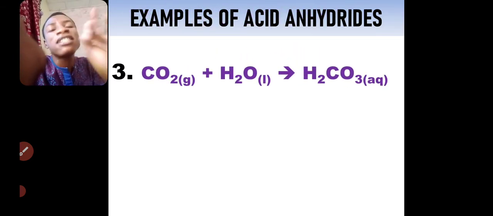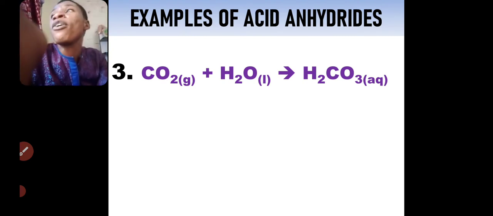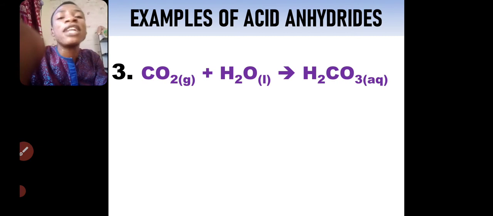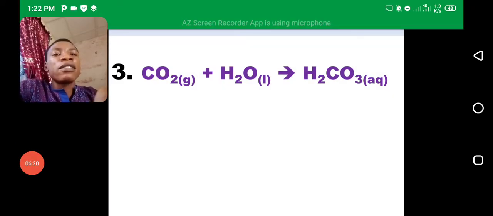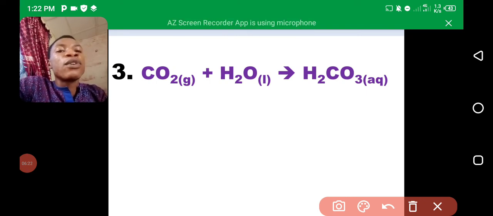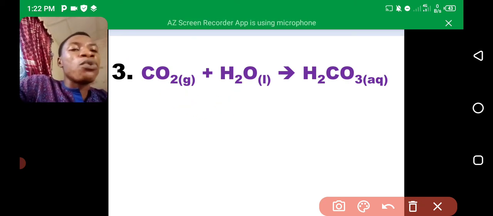Other examples of acid anhydride are CO2, carbon 4 oxide. Carbon 4 oxide can dissolve in water to give you H2CO3. CO2, when it dissolves in H2O, it's going to give you H2CO3.